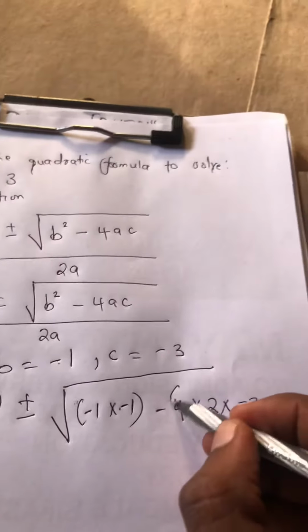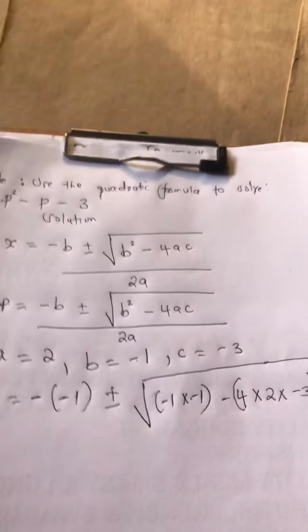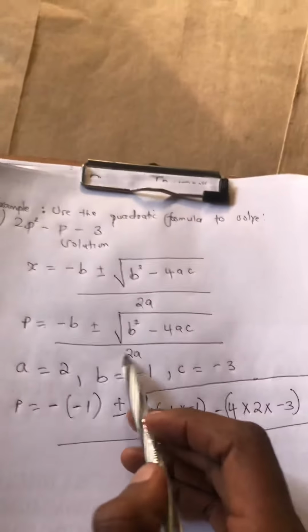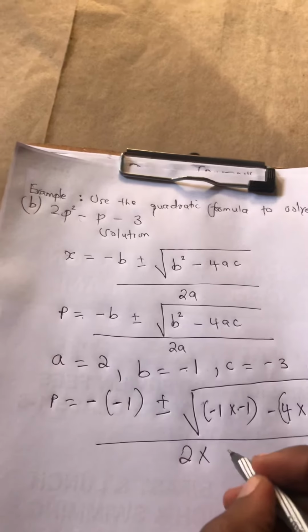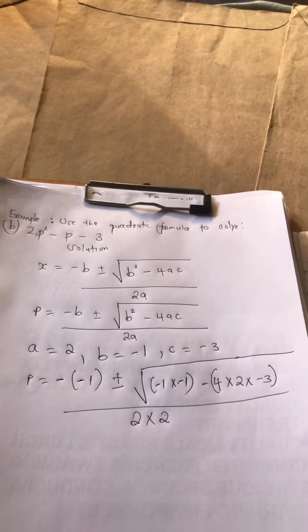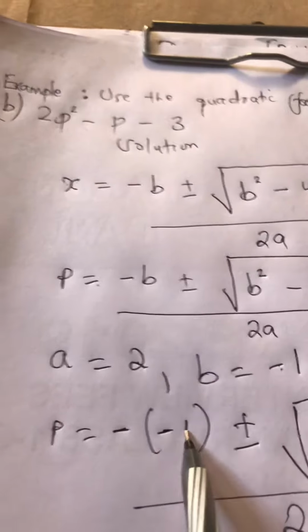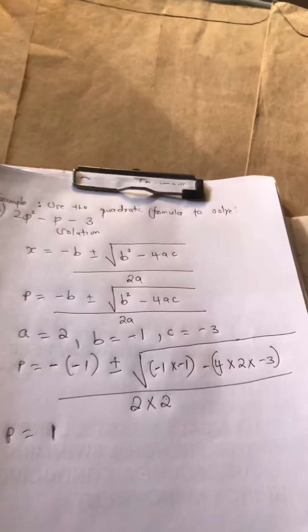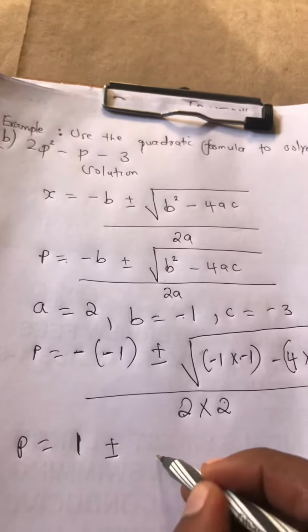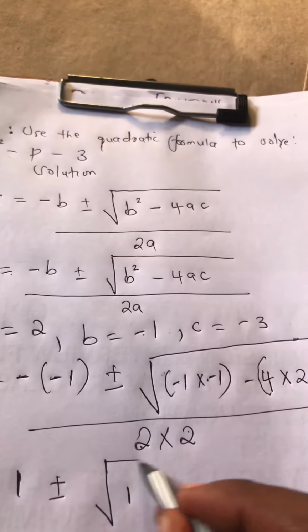Na nilikwambia you can just put a bracket here to avoid confusion. Then divided by 2A. What is our A? Sorry, it is 2. So it will be 2 times 2. 2A, 2 times 2. Hapo sawa. Nice one, nice one. Therefore, P will be equal to minus 1 is positive 1, because negative times negative from form 1 is positive 1. Plus or minus square root of minus 1 times minus 1 is positive 1.